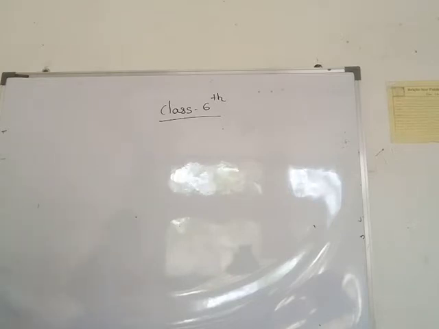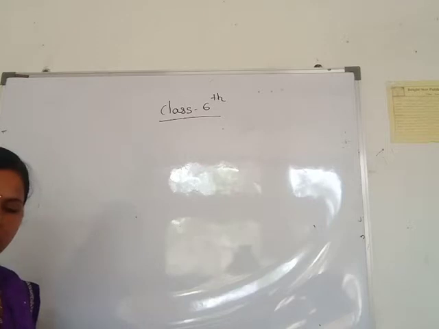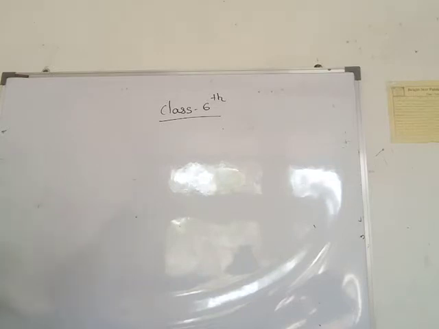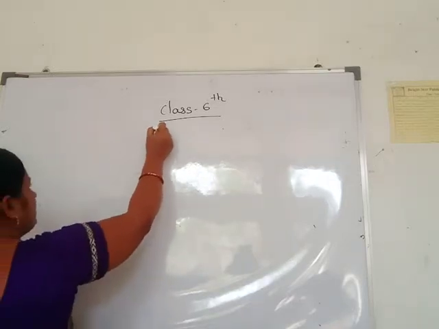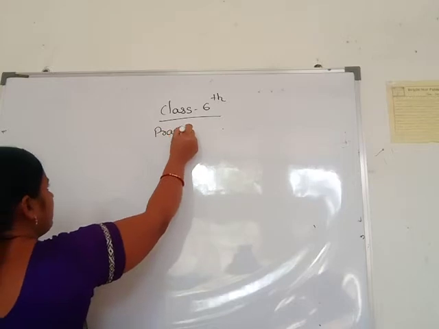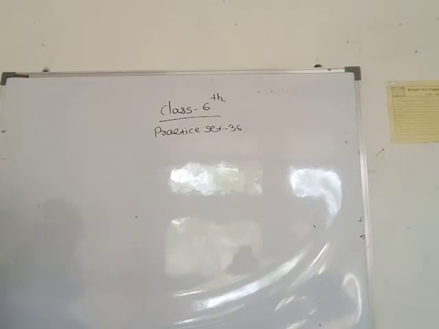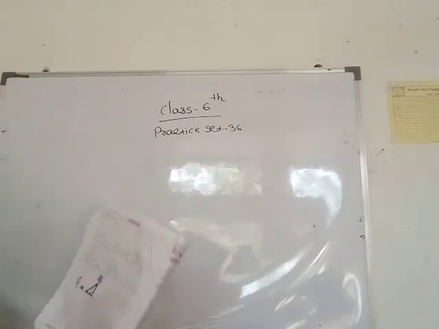Based on sides: equilateral triangle, isosceles triangle and scalene triangle. And based on angles: acute angled triangle, right angled triangle and obtuse angled triangle. Today we are going to study practice set 36 in this chapter. See page number 18 in your textbook.